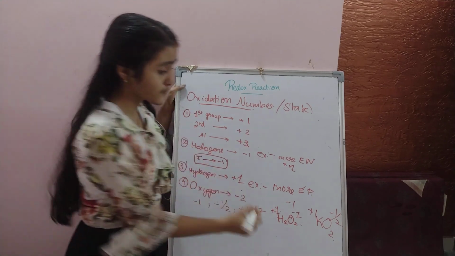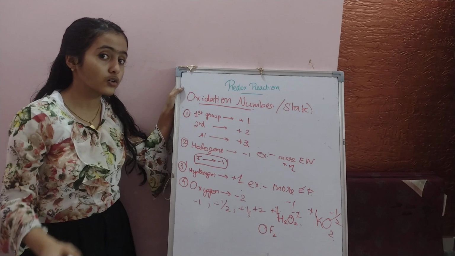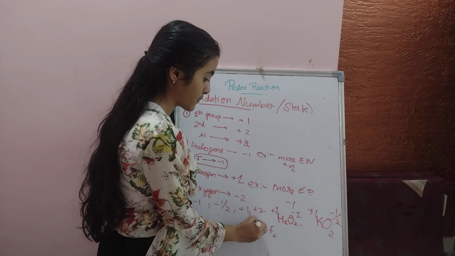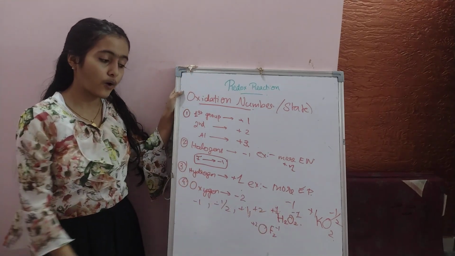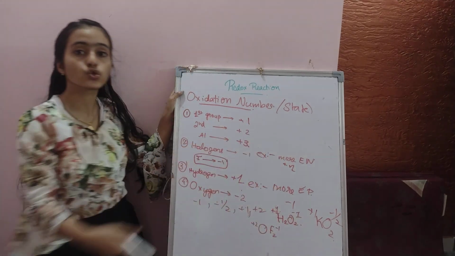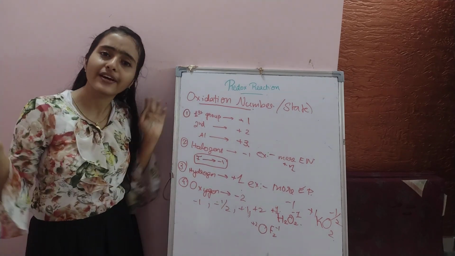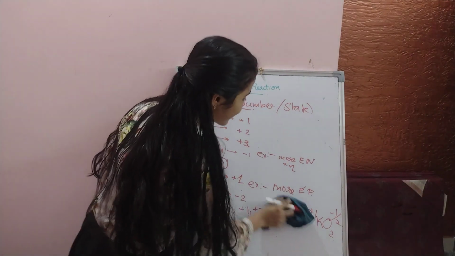Now, if oxygen is present with fluorine, as in OF2, oxygen has oxidation state +2 and fluorine has oxidation state -1. See, now oxygen has oxidation state +2. This is the peculiarity of oxygen. This is the peculiarity of chemistry. There are so many exceptions, right?